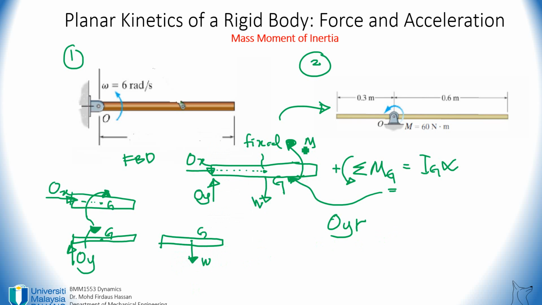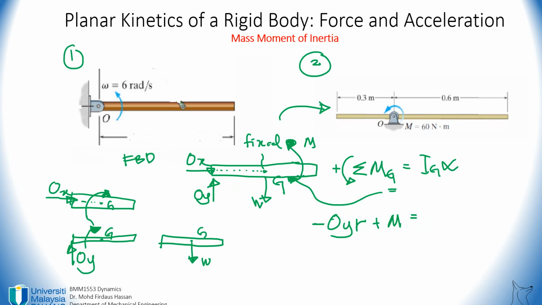How about the external moment? You have a 60 Newton meter here, so this one is given to you. It will create a counterclockwise moment, so this one is positive, because it's counterclockwise.